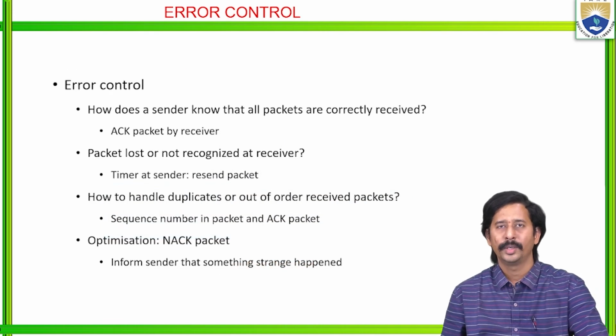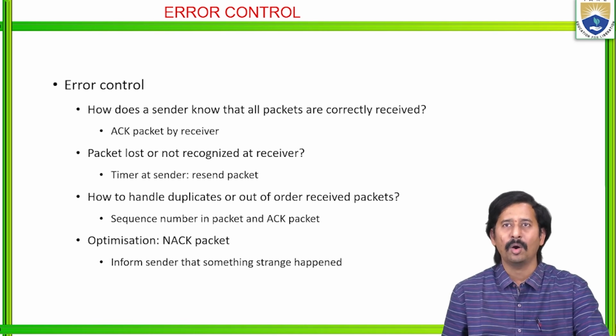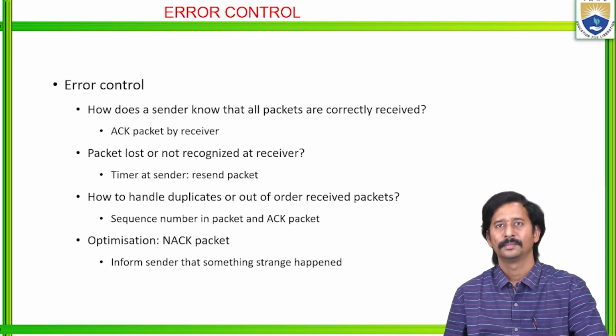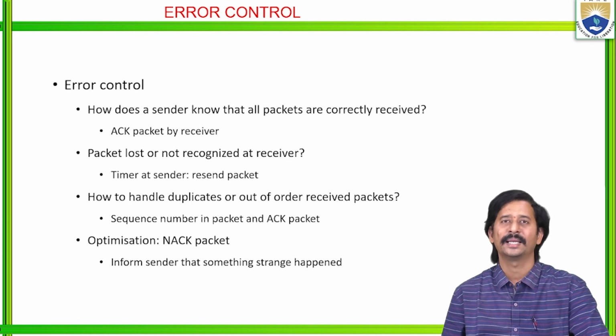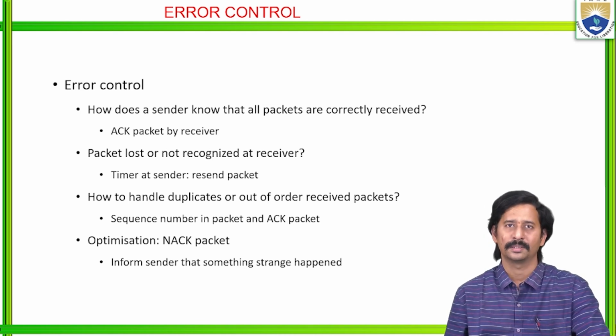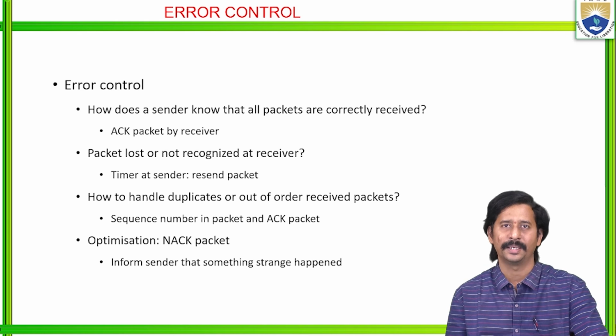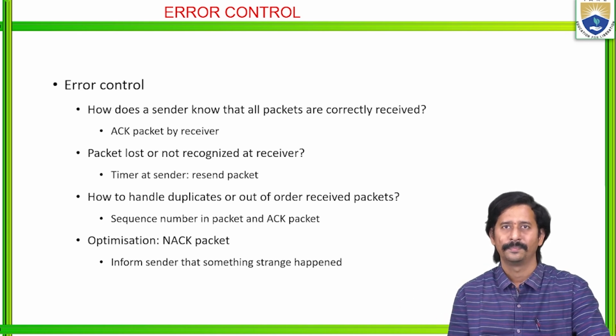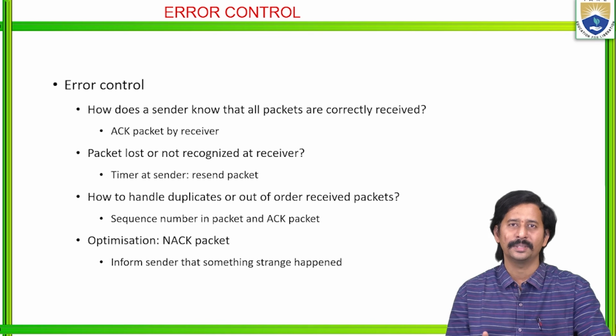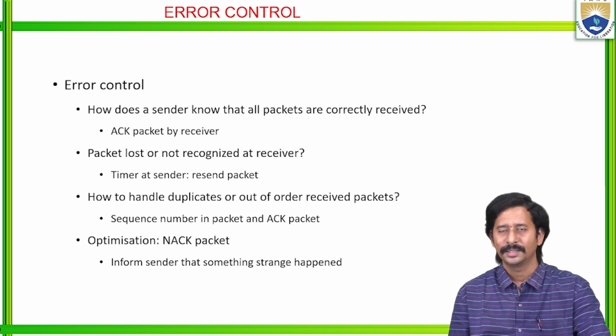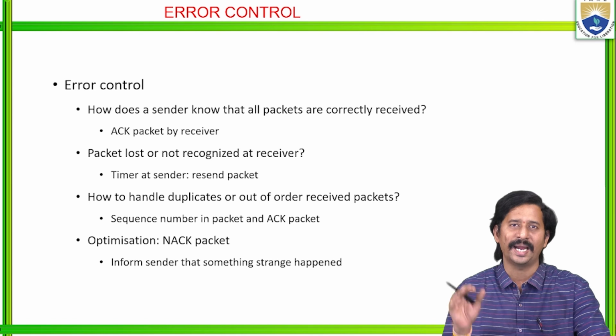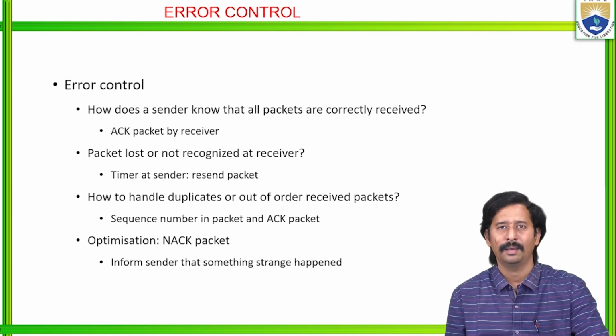Then error control. How does a sender know whether all packets are correctly received or not? That's why in the data link layer, we use both sequence numbers as well as acknowledgements. What is the purpose of sequence numbers? Whenever the sender transmits some 10 data packets or 10 frames, each and every frame has one sequence number. Frame 1, frame 2, frame 3, like that. If any frame doesn't reach the destination node, then based upon the sequence numbers, the destination node can easily identify which frames didn't reach.